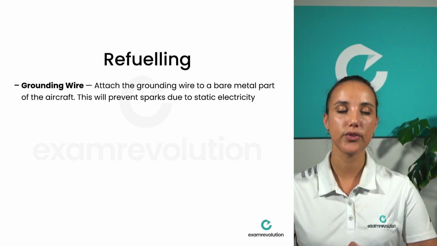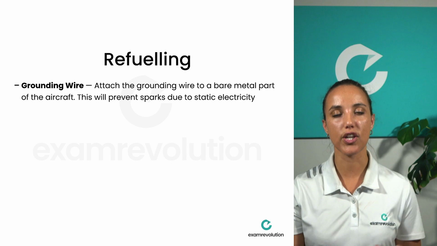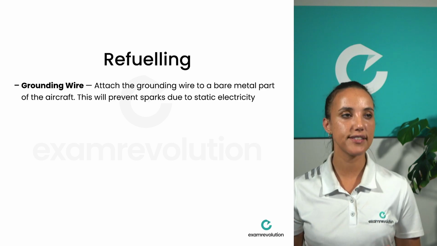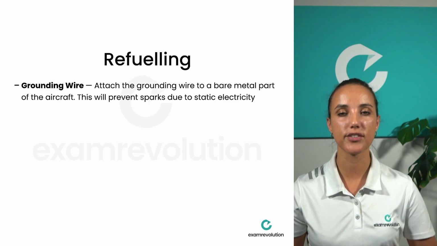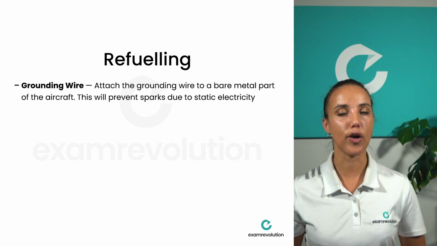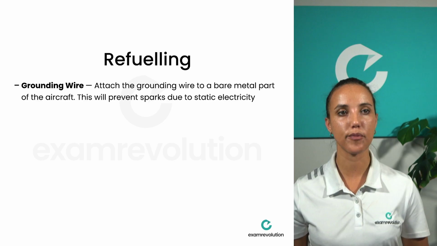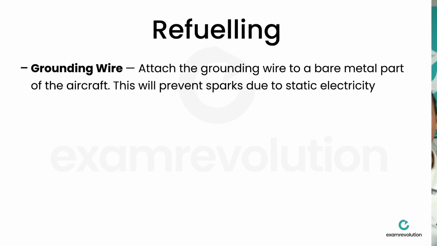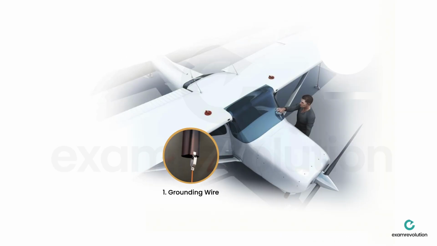Then when refueling your aircraft, it's very important to follow certain steps. One of the first steps would be to attach the grounding wire to a bare metal part of the aircraft, and this will prevent sparks due to static electricity. So remember, when attaching the grounding wire, you can attach it to bare metal like the exhaust. However, you need to take caution when the exhaust is hot.